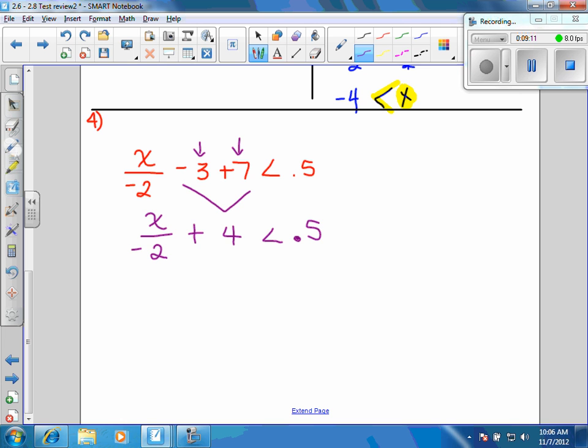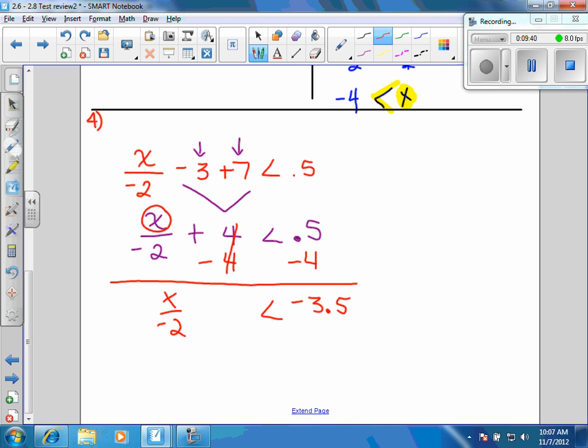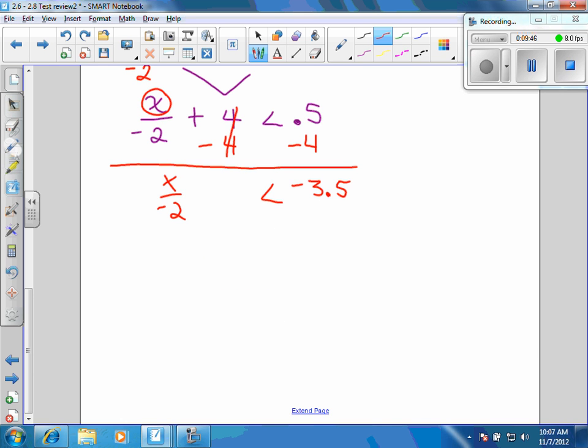So let's finish the problem. How about the fact that you're just trying to isolate x, so we have to undo order of operations. So we're just going to subtract 4. So this is x over negative 2. And then we have a less than, and this is 4 negatives and a positive 1/2. So, negative 3.5. So far, so good? It would come out to a number.